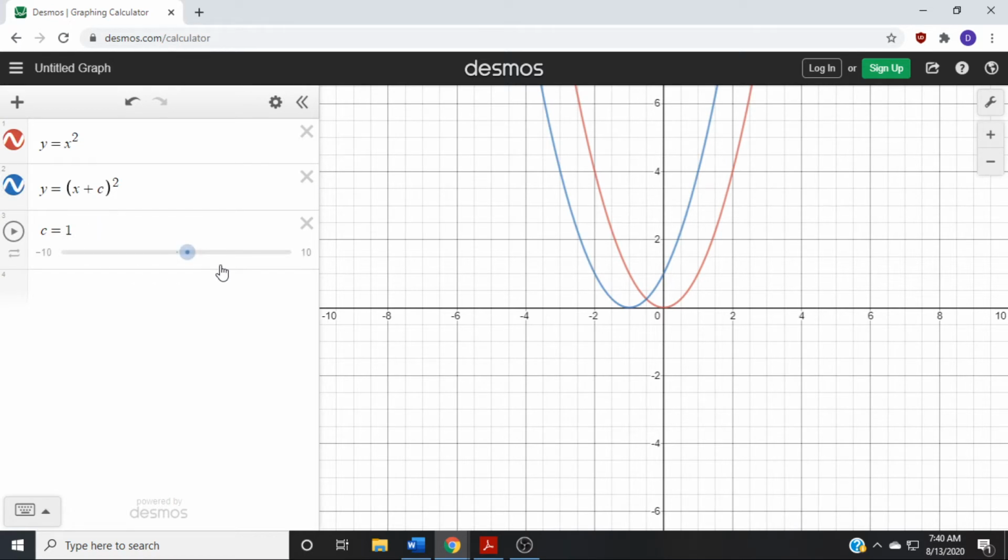Okay, so notice c is positive. We're going to the right. We're going to the left. So c is plus c. We keep going to the left. Okay.